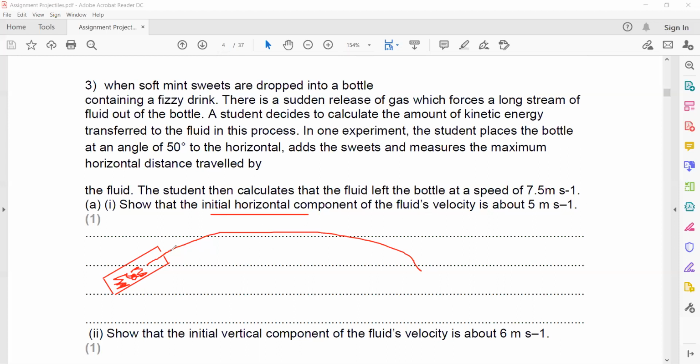So how to show? We know the launching speed is 7.5, and we know the angle with the horizontal, it is coming out at an angle of 50. So if we need the initial horizontal component, it will be 7.5 cos 50. And show that the initial vertical component is 6. So for the vertical component, how can we find it? It will be 7.5 sine 50. So the horizontal component will be there and the vertical component is also there.